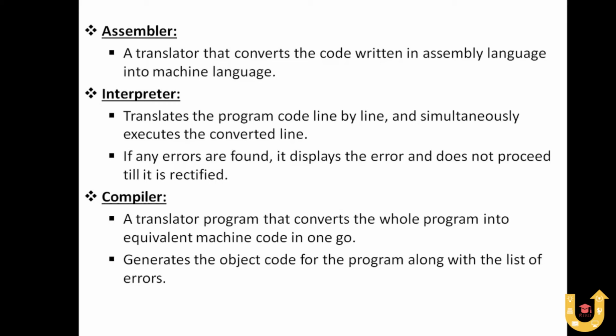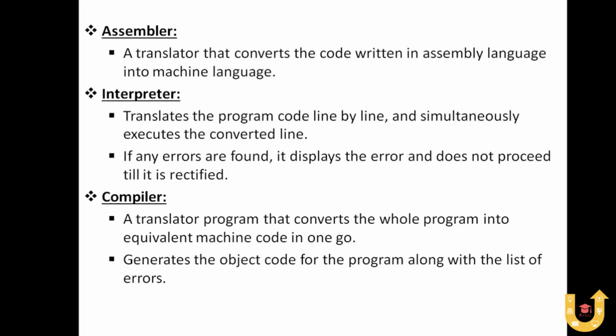An interpreter translates the program code line by line and at the same time executes the converted line. If any errors are found, it displays the error and does not proceed till it is rectified.